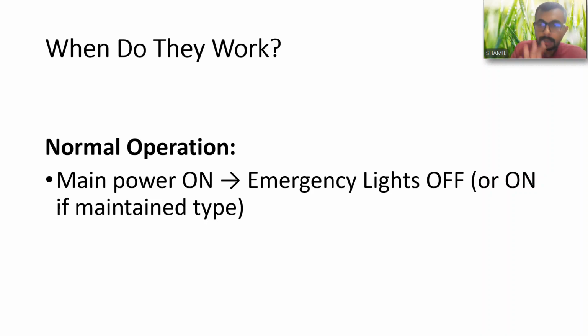So in normal operation, when the main building power is on, the emergency light, if it is non-maintained, will be kept off. If it is maintained, it will be on. That is the normal situation.